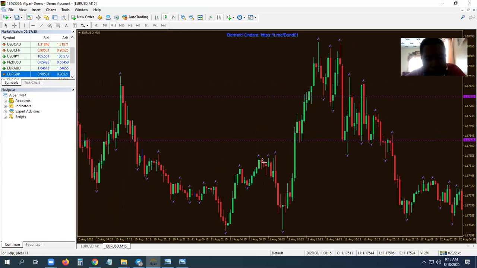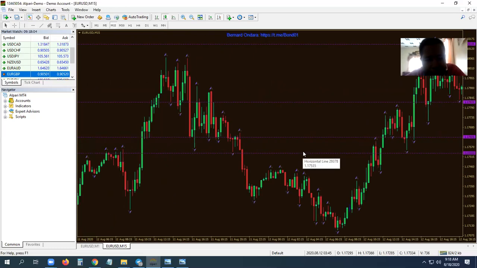Now look at these ones. The three are almost at the same level. Drop a line there. And you see it even works very well as resistance before and can be used in the future. So those are shortcut ways of drawing support and resistance also.